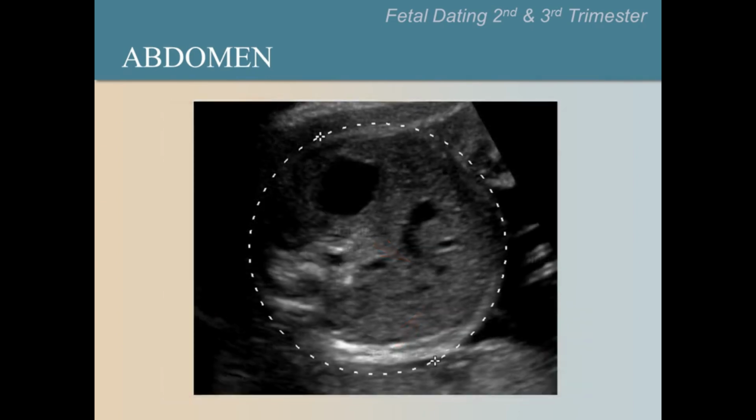Please ask a participant to identify the umbilical vein, stomach, and spine. Answer the questions. Is the abdomen round? And is the ellipse position correct? Please pause the video now to discuss. The answer is yes, the ellipse position is correct. Structures have been labeled to make them more obvious.